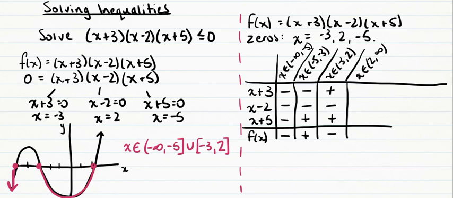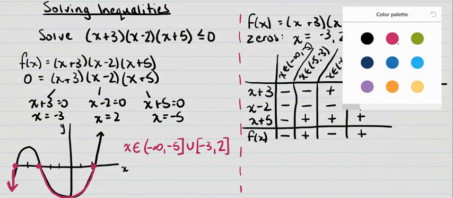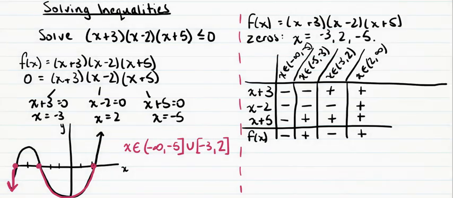And finally, the interval from 2 to infinity, the value 3 is in that interval. So if we plug in 3 to each of these factors, 3 plus 3 is positive. 3 minus 2 is a positive number. 3 plus 5 is a positive number, and multiplying three positive numbers together, we get a positive result. So now I know that the function f of x is negative in two intervals and positive in two intervals.